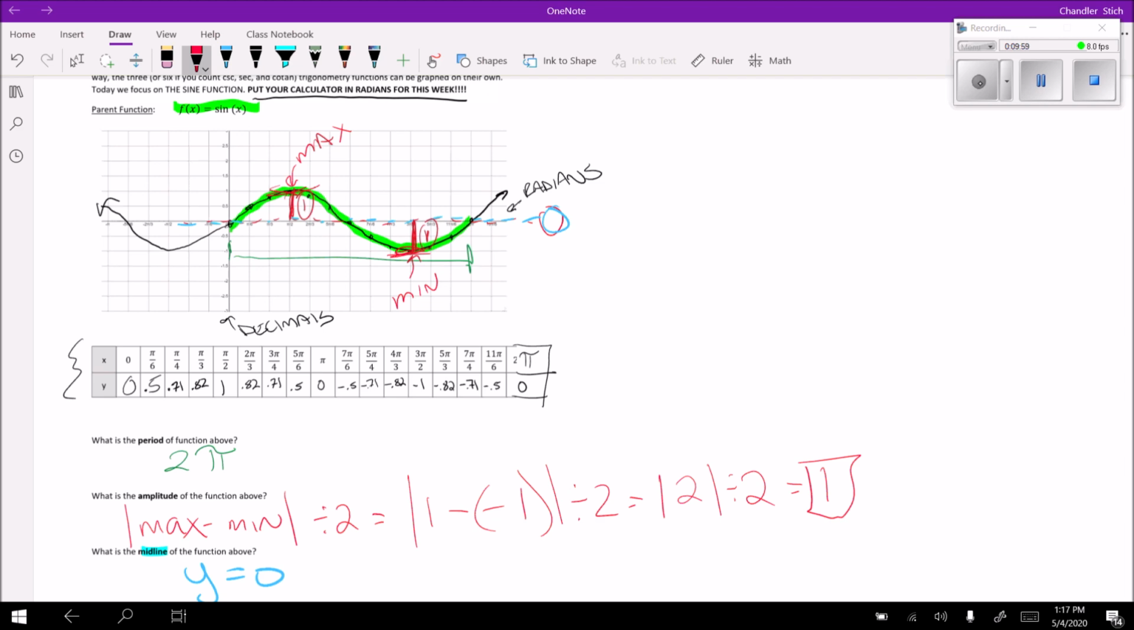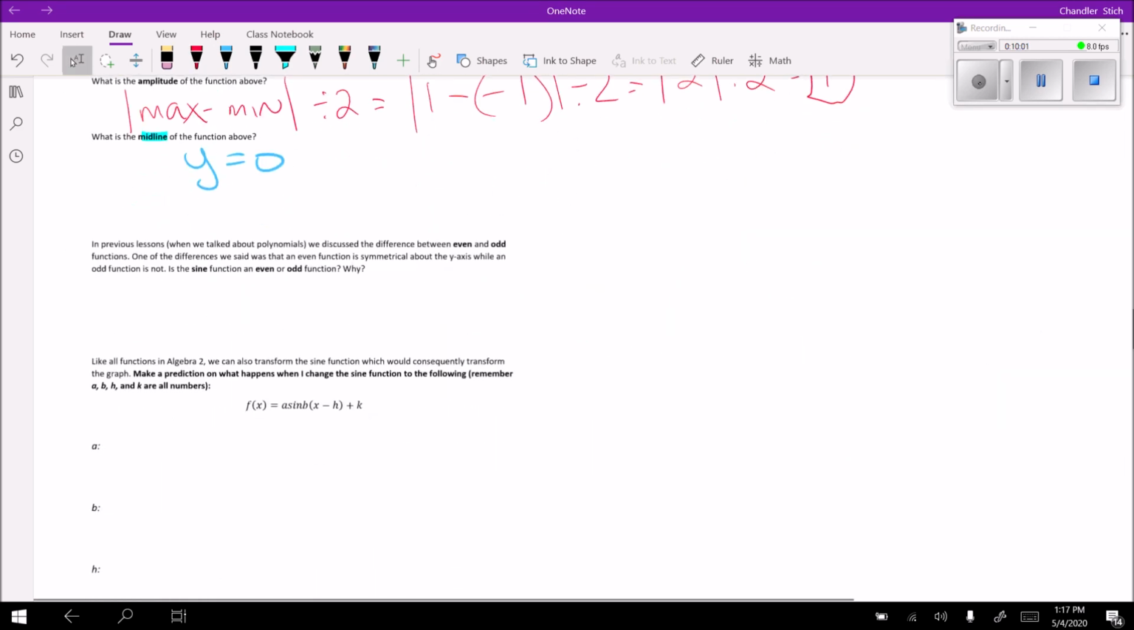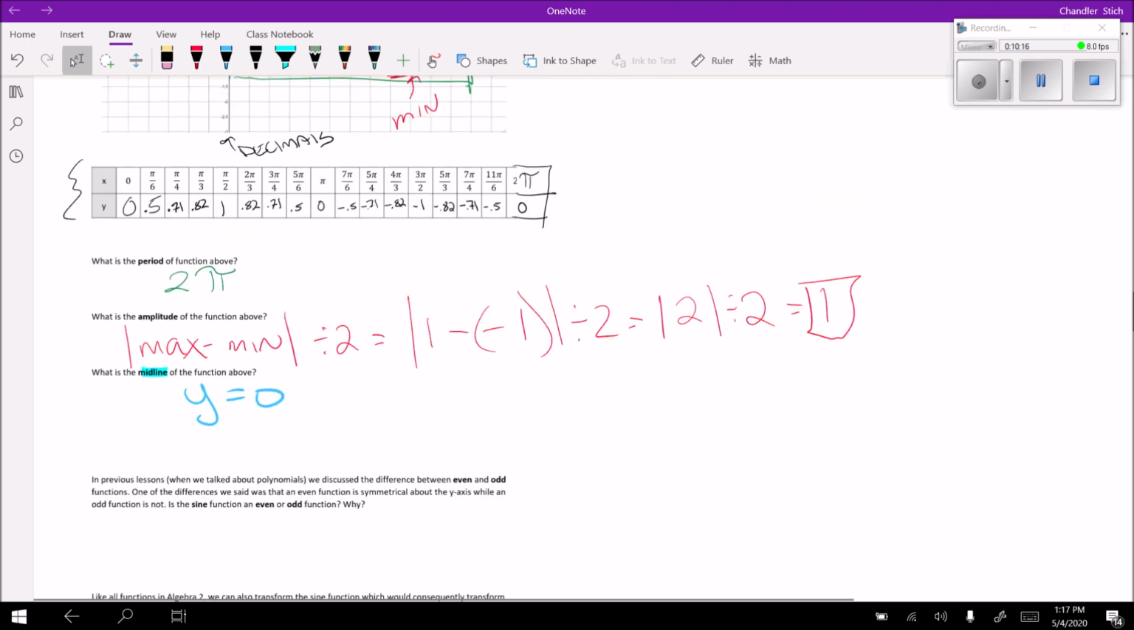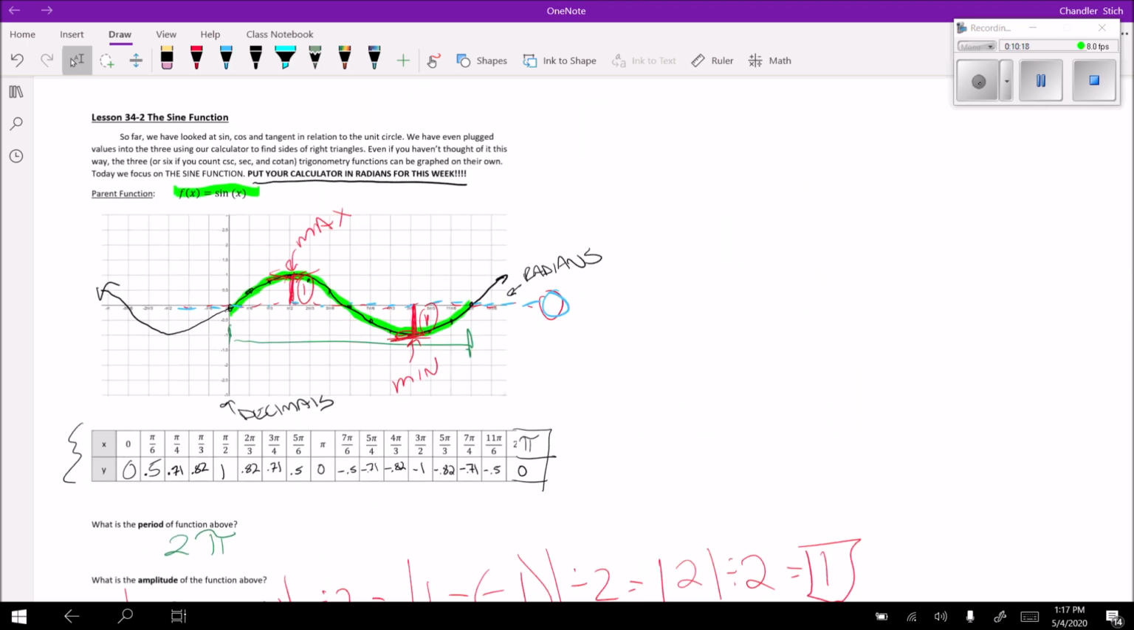Alright, so your job here for the rest of this is to... Oh, sorry, we have one more thing to talk about. In the previous lesson, we talked about if it is an even or odd function. So an even function, remember, an even function is symmetrical about the y-axis, while an odd function is not. So if I was to fold this on the y-axis, this axis right here, if I was to fold it, would it be symmetrical? The answer is actually no.